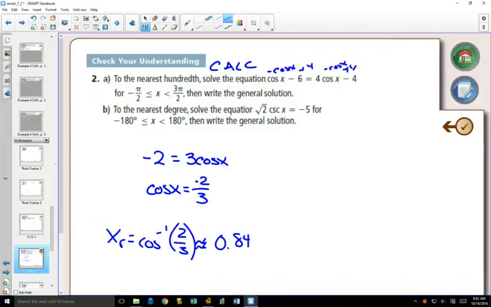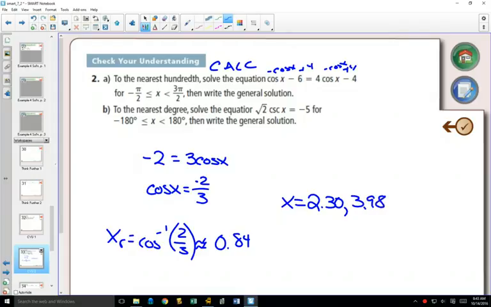So now that that's our reference angle, this is negative. Where is cos negative? In quadrant 2 and quadrant 3. So then our angle in quadrant 2 would be pi minus our reference angle, which is 2.3. It says to the nearest hundredth, so 2.30, and in quadrant 3, 3.98.